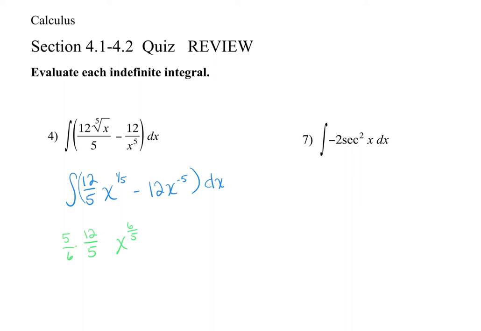Minus. Then I'm going to do that 12 there. My new exponent, negative 5 plus 1 is negative 4. And then divide by negative 4. And then I will simplify it. These cancel, those cancel, so I get 2x to the 6/5. The negative 12 and the negative 4 reduce to a positive 3. And that x to the 4th is going to go on bottom. And then, of course, we need our plus c. And so plus c is my final answer here.